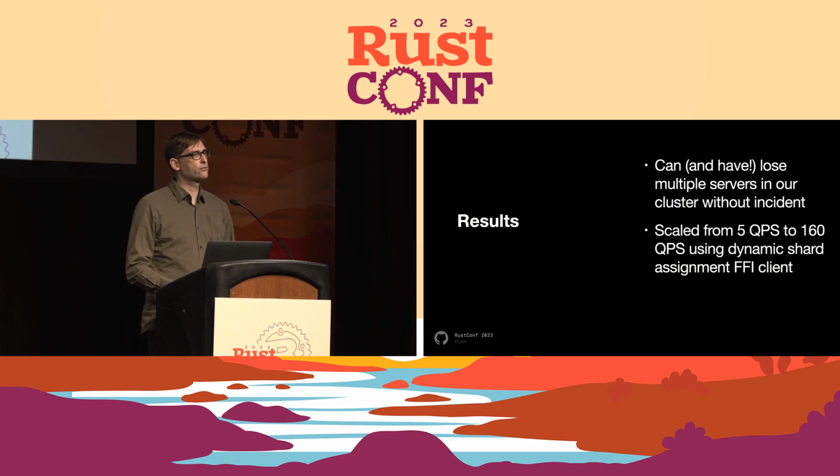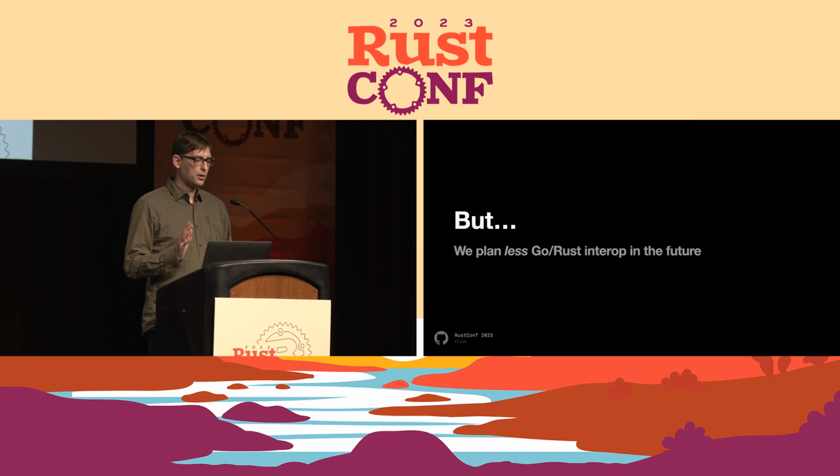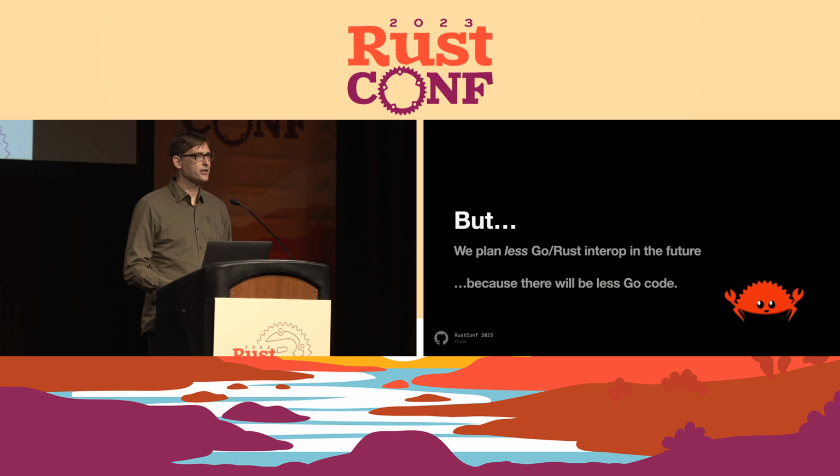So overall, we've been really happy with this approach, and it's enabled us to bring the Blackbird code search experience to general availability on github.com. And now when you use code search on GitHub, you're using all this code that I've shown. So overall, we're happy with our ability to interop between Go and Rust. But we actually plan less Go and Rust interop in the future. And that's because there's going to be less Go code.